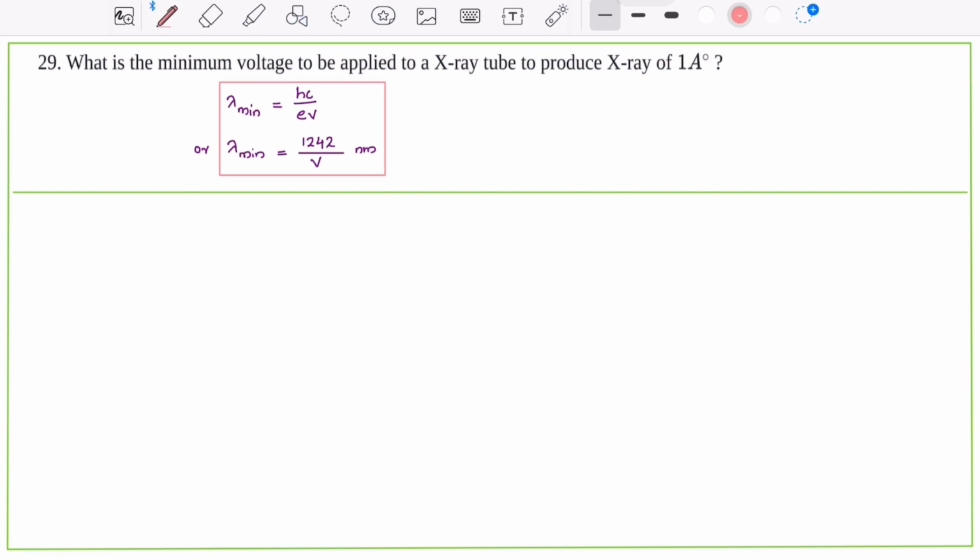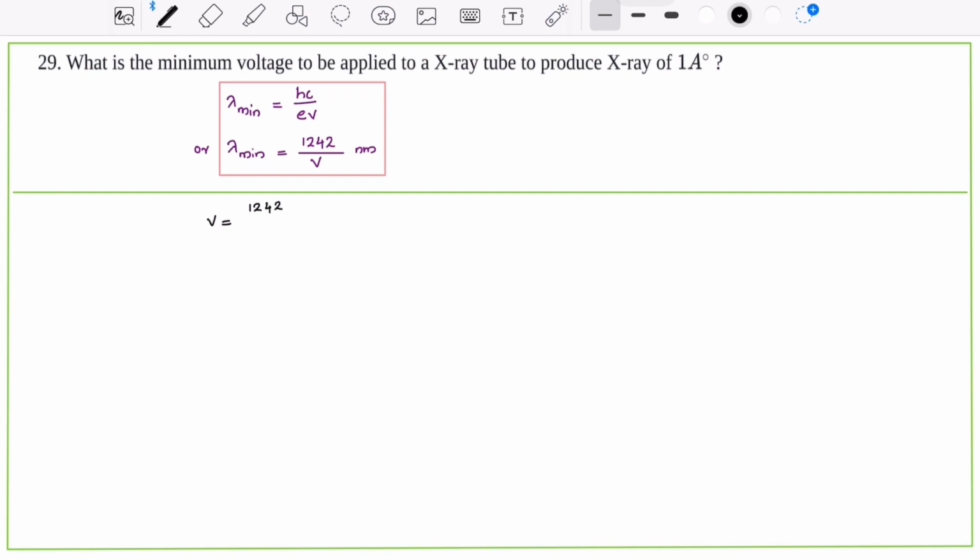What is the minimum voltage to be applied to an X-ray tube to produce X-ray of 1 angstrom? In this problem, we have to find out the minimum voltage to be applied to an X-ray tube so that we will get an X-ray of wavelength 1 angstrom. Here you have to use the formula. The minimum wavelength λ_min is equal to hc by eV, that is equal to 1242 by V nanometer.